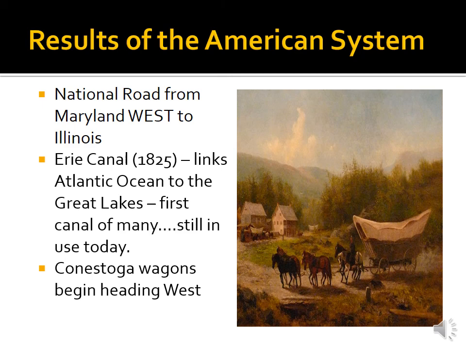The Erie Canal was created in 1825. The canal links the Atlantic Ocean to the Great Lakes, and it was the first of many canals, and it's still in use today. A canal to think of that was built around here would be the Dismal Swamp Canal. The Erie Canal was much larger and wider and deeper than what we think of the Dismal Swamp Canal today, but the same type of thought went into it, of just transporting goods and people back and forth.